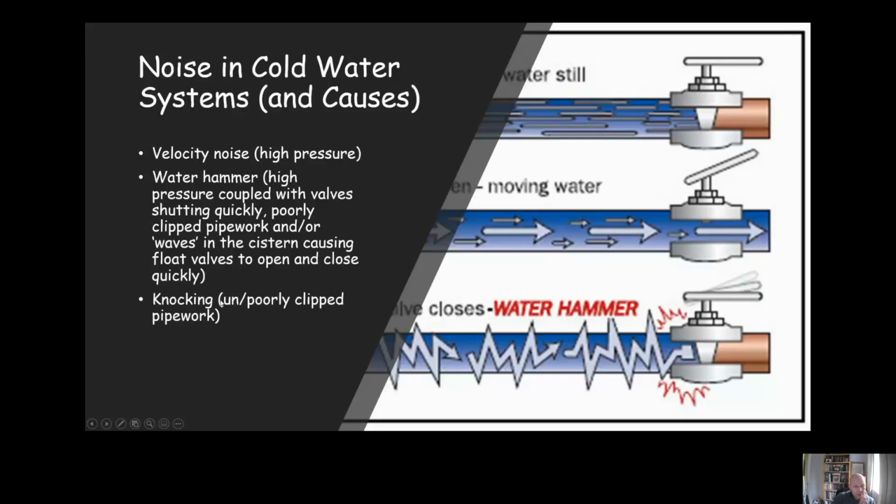Knocking can be caused by poorly clipped pipework. And if you hear a squealing sound when you switch off a tap, it's probably going to be caused by either a loose jumper plate or a split washer. And that's fairly easily replaced.